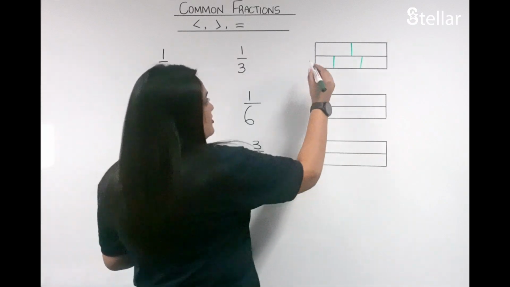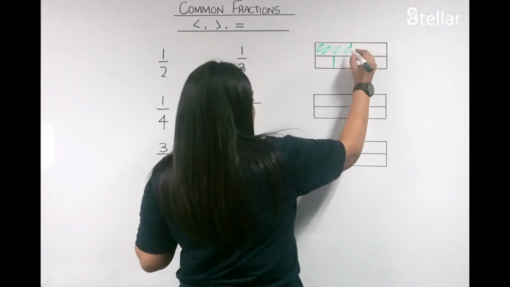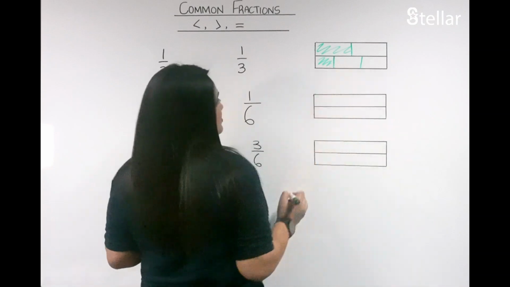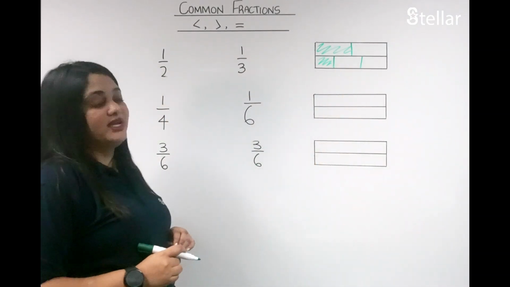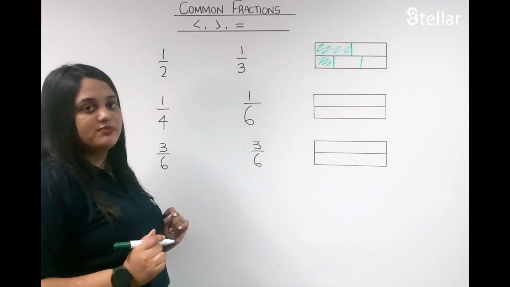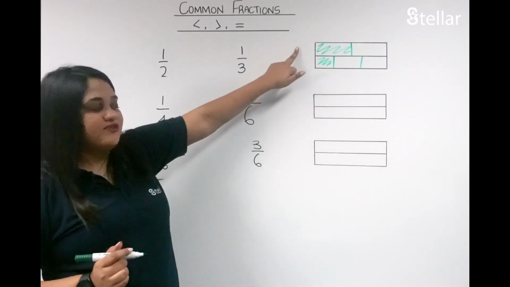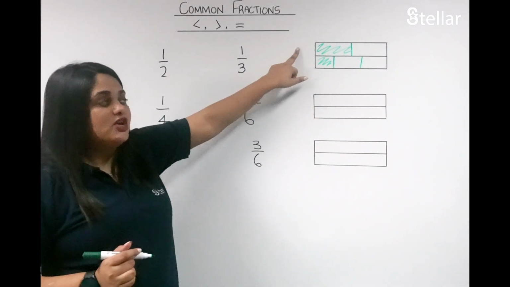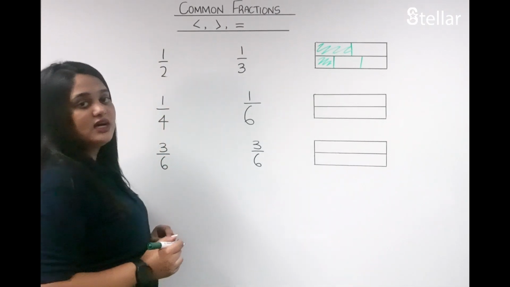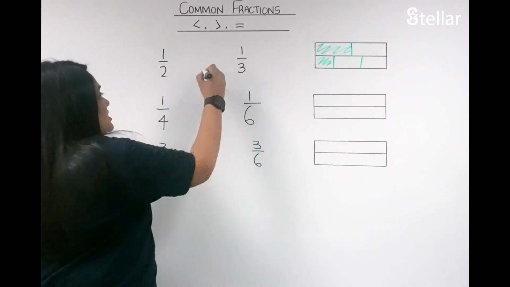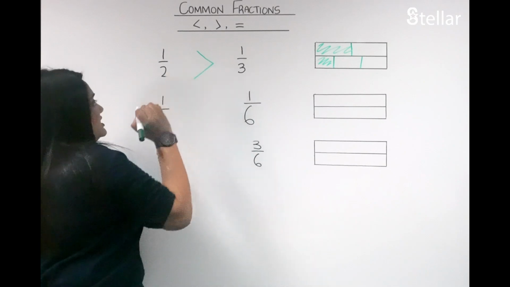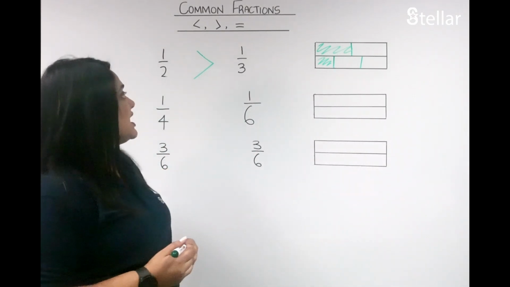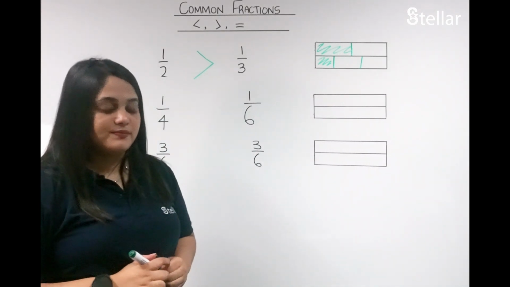Is half a piece or 1/3 of a piece? Which one is bigger? Look at the size of the pieces. Half is bigger, right? So half is bigger than 1/3. So the sign has to face half. The sign will eat the bigger number.